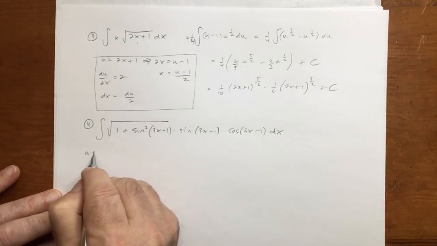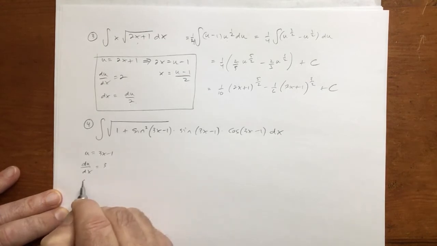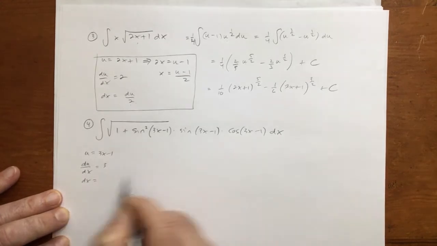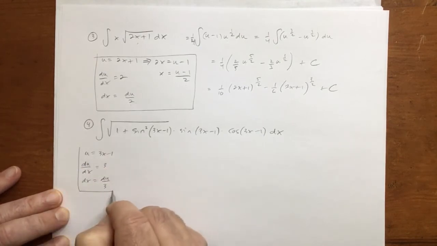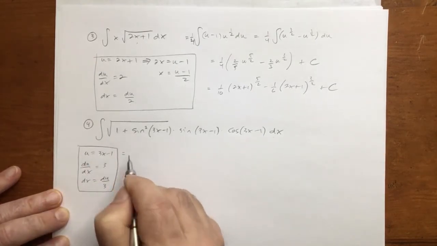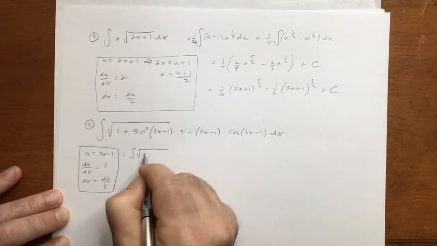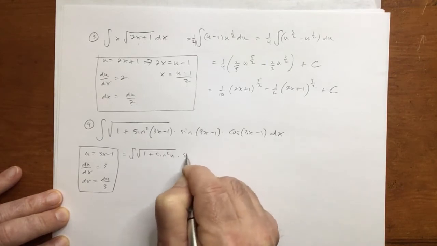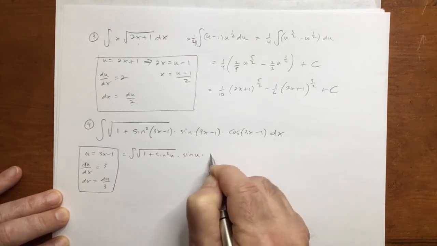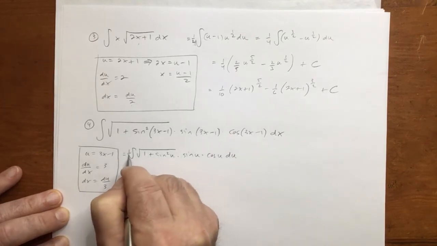So I'm going to let u equal 3x minus 1. du dx is then 3, so dx that I have to replace is simply du over 3. Okay, this will shorten it. I have to write it again, but it will at least shorten what I'm writing. And I want to write that 1/3 out in front.